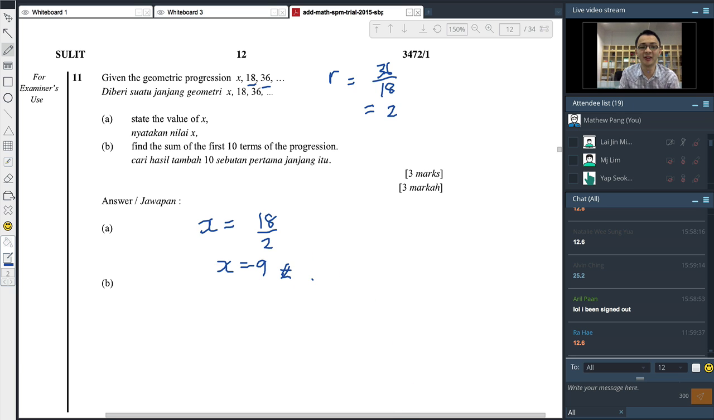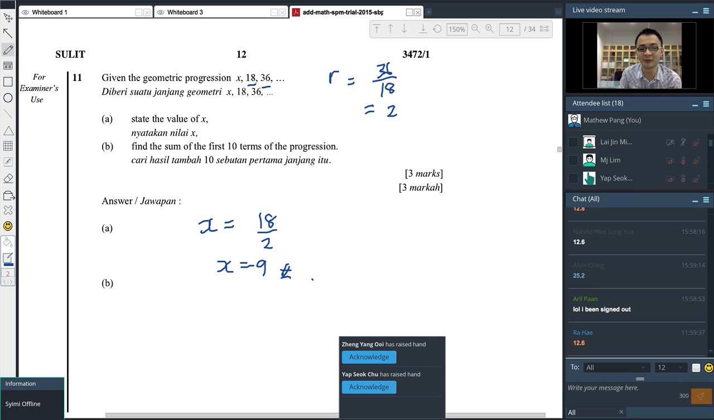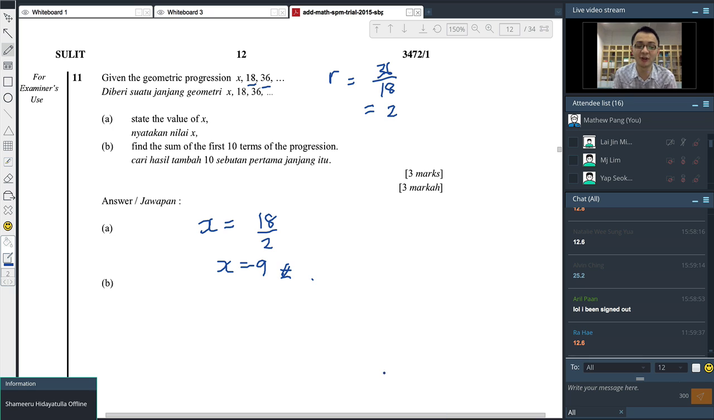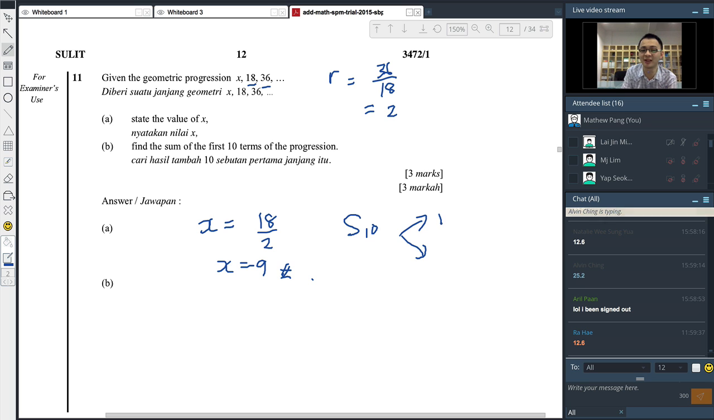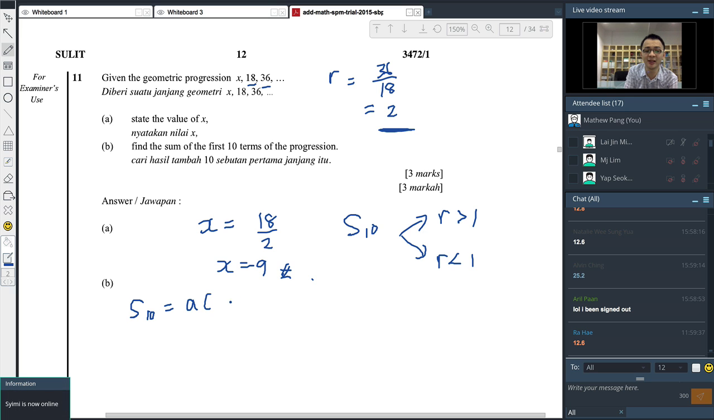Find the sum of the first 10 term. So I see someone raise hand. Anything you want to ask me? If not, I'm going to find the first 10 term. So for S10 for geometric progression, you always need to check the R is bigger than 1 or R is less than 1. In this case, the R is 2. So bigger than 1, you will need to form the new formula. This is A. R is bigger than 1. So it will be R^n minus 1 over R minus 1.